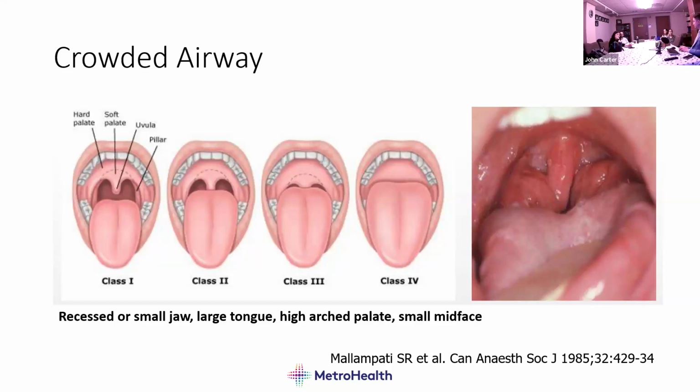So I love asking this question. How do you assess the Mallampati score? Depends which one you're using. Okay, yeah, let's say the modified Mallampati. Yeah, okay, love it. Do you ask them to say ah? Yeah, you guys are too smart. Okay, I have nothing more to teach you.